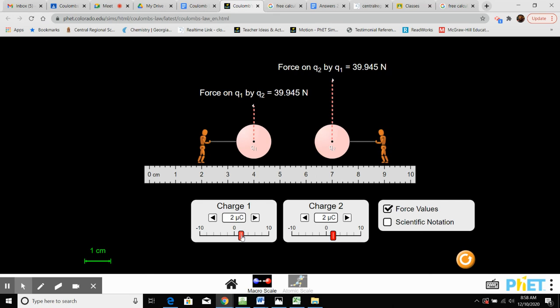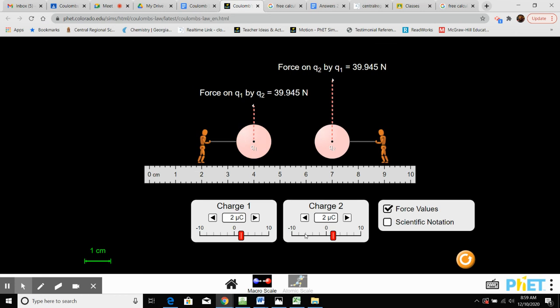What if I quadrupled this? What's quadruple of 2? So 2 times 4, 8. So if I make this an 8 instead of a 2, this should be 4 times the size. So let's see what it is. 39.945, if I multiply that by 4, the number should come out to be just about 159.78. All right, so yeah, pretty much right. If we round that up, it would be 159.78.